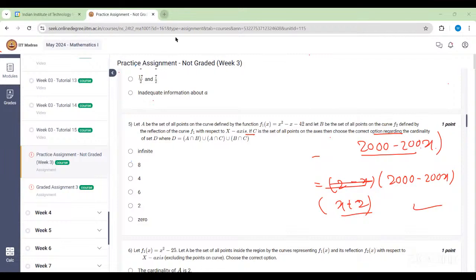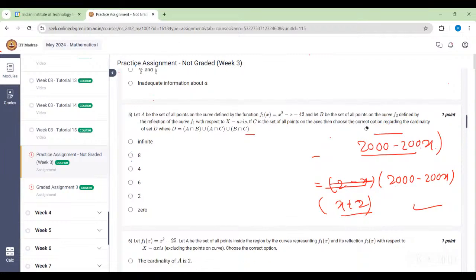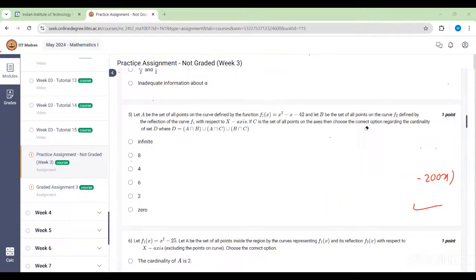So let's see. Here the original expression is x square minus x minus 42. So if you reflect it over the x-axis, what will happen? Whatever y values you are getting, those y values will become negative y values.